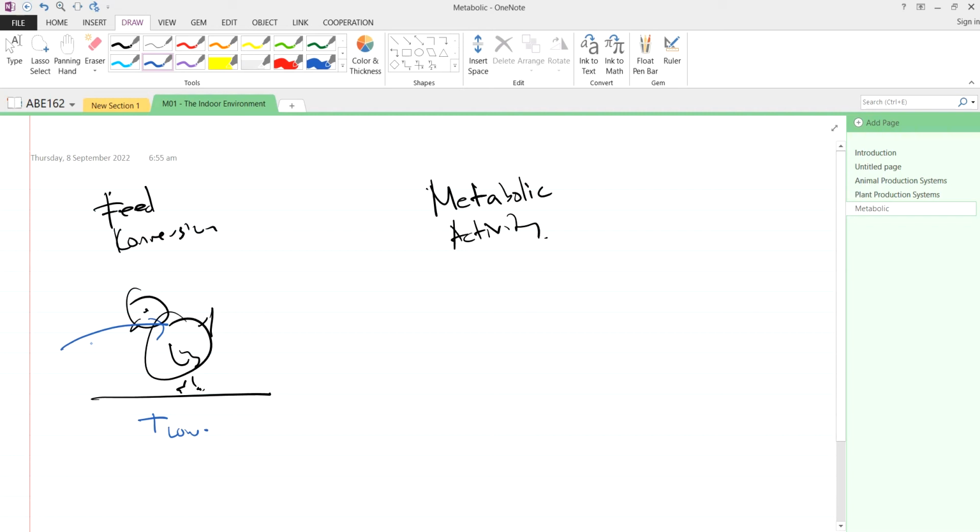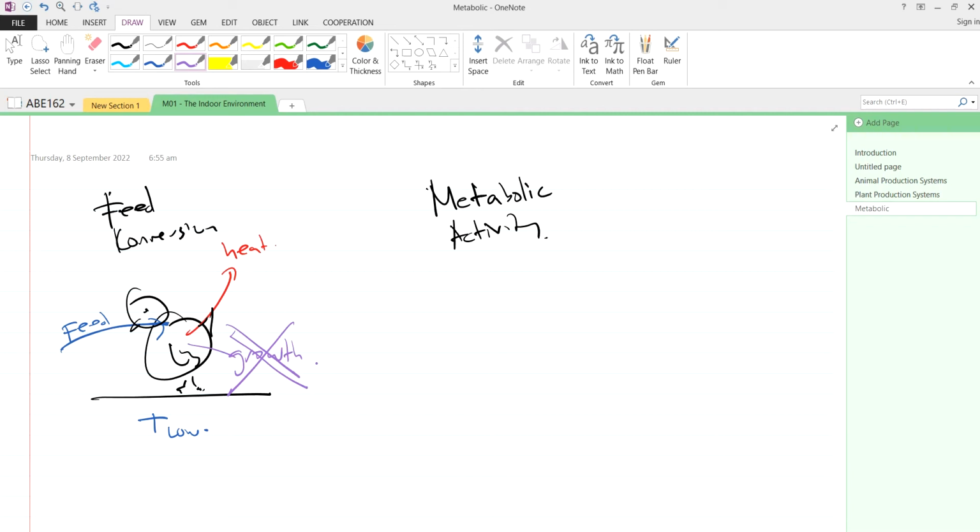So instead of converting the feeds to growth, to increase its weight, it's not utilized in that way. But rather the feed is being converted to heat. Right? So it's not about growth. Supposedly it's growth, but because the temperature is too low, it has to consume the feed, but that feed consumption is just converted to heat, right?